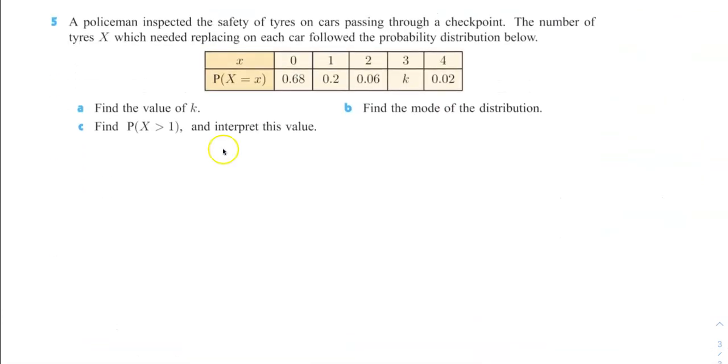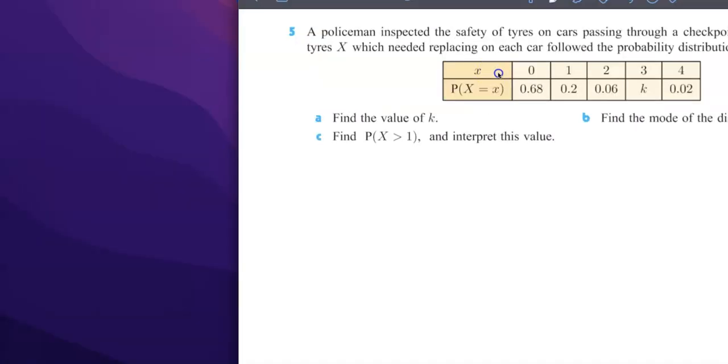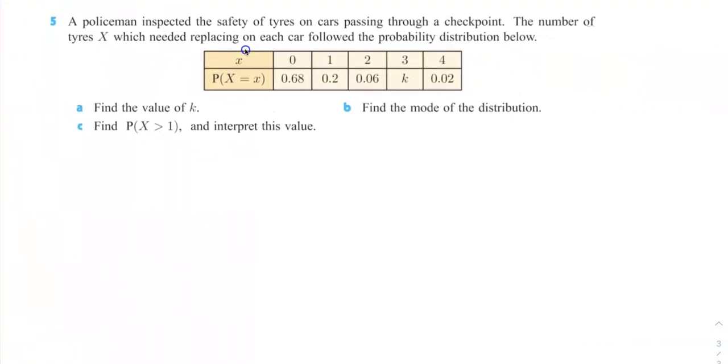Let's do this next one here, or the last one. A policeman inspected the safety of tires on cars passing through the checkpoint. The number of tires X, by the way, that's a British spelling of tires, which need replacement on the car, follows the probability distribution below. So X is the number of tires that need replacement on the car. So a car maxed out generally at 4 tires. That's why you see 4 is max here. These are people that need no tires replaced, 1 tire replaced, 2 tires replaced, or all 4 replaced.